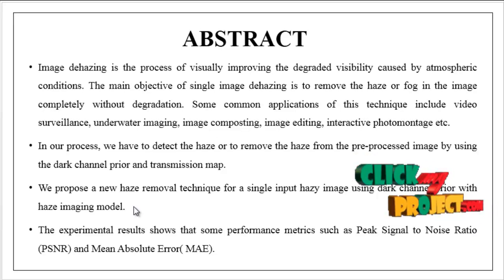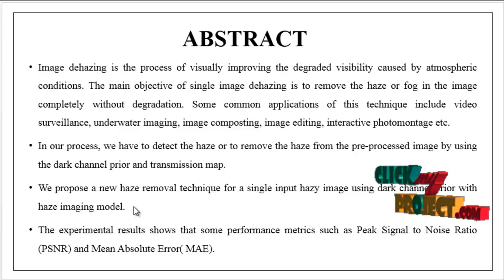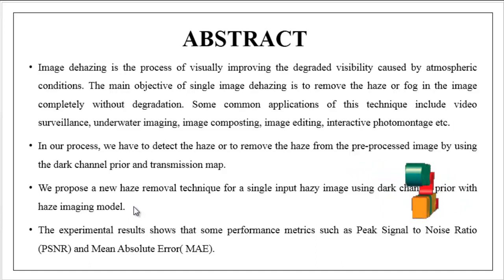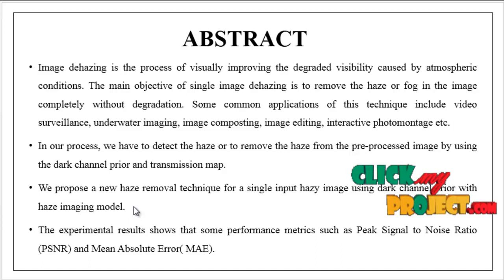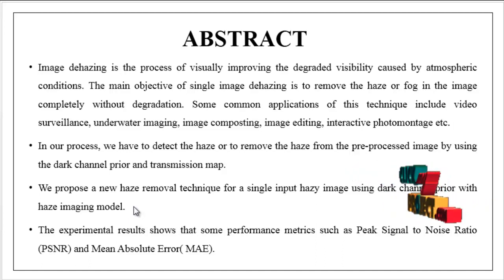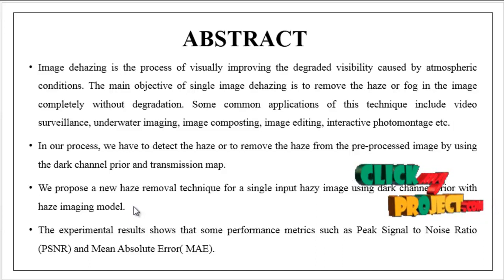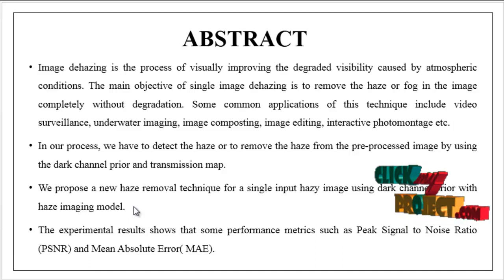In this video, I would like to tell about the Refined DNet, a weakly supervised refinement framework for single image dehazing. Now we are going to see the overview of our process. Image dehazing is the process of visually improving the degraded visibility caused by atmospheric conditions. The main objective of single image dehazing is to remove the haze or fog in the image completely without degradation. Some common applications of this technique include video surveillance, underwater imaging, image compositing, image editing, interactive photo montage, etc.